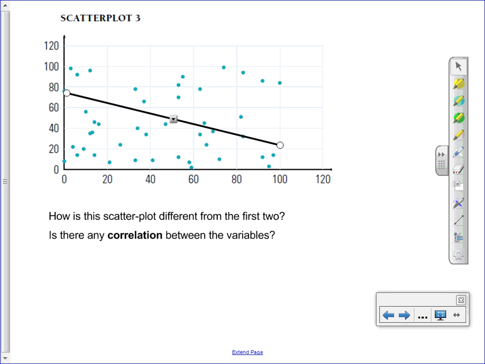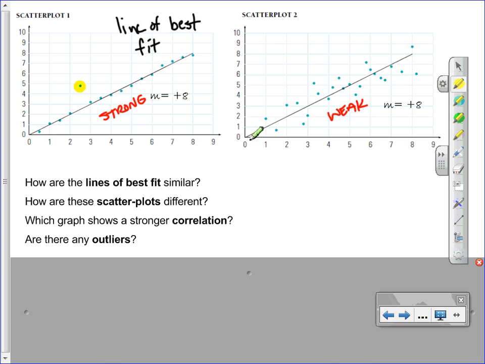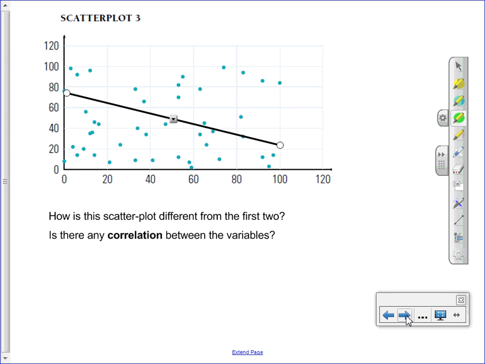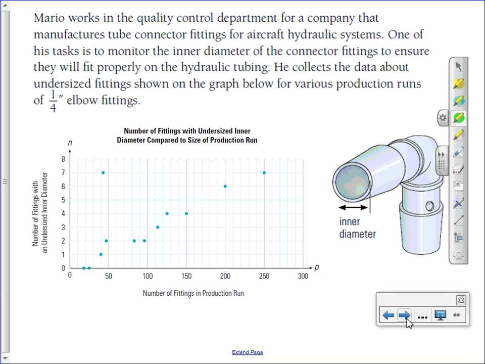I don't see a strong pattern, whereas in the previous ones, I definitely saw a pattern. The dots are going up from left to right. Here, I would say that there is no correlation among the dots. There is no line of best fit, so we couldn't really talk about those things in the context of a scatter plot like this. We can look at another situation here.